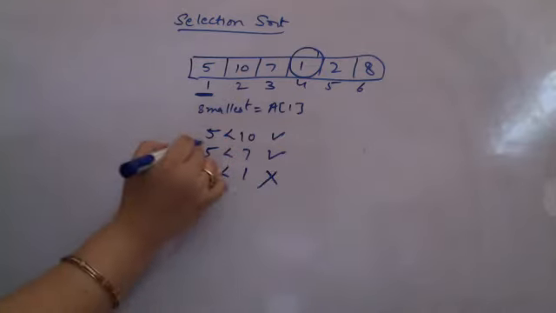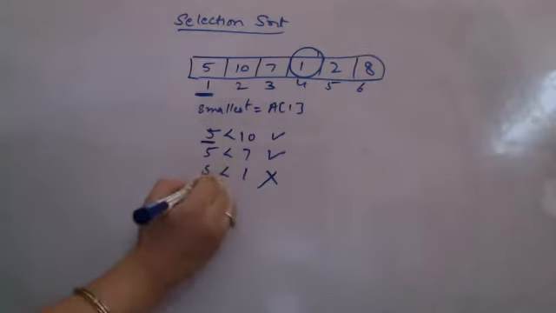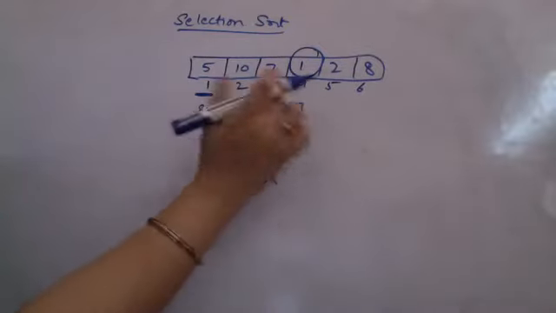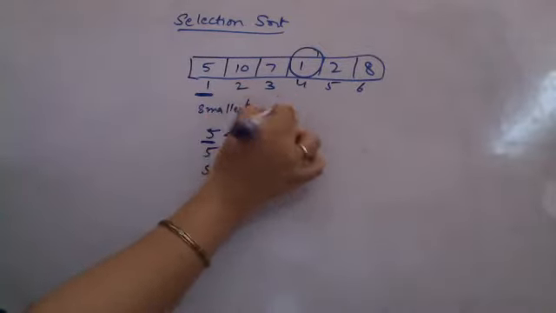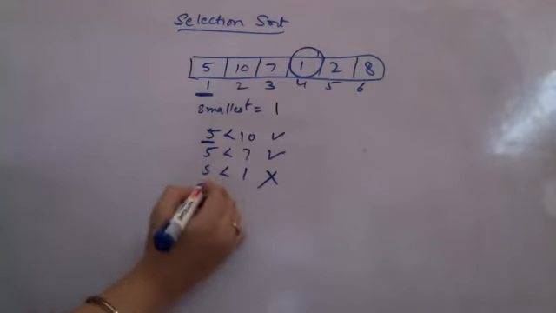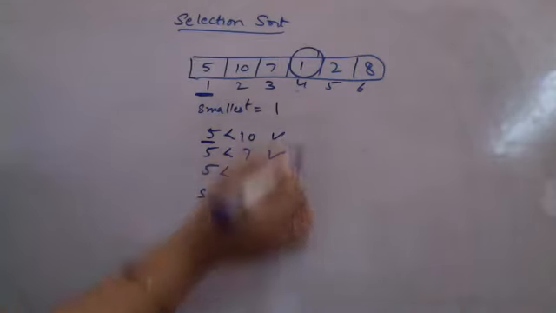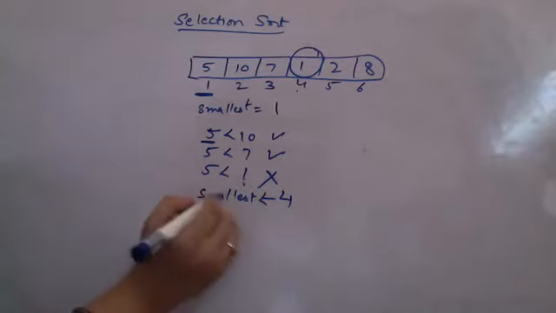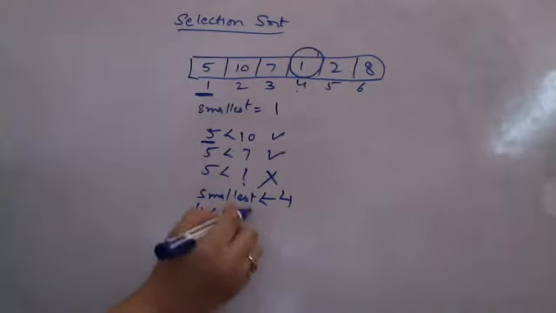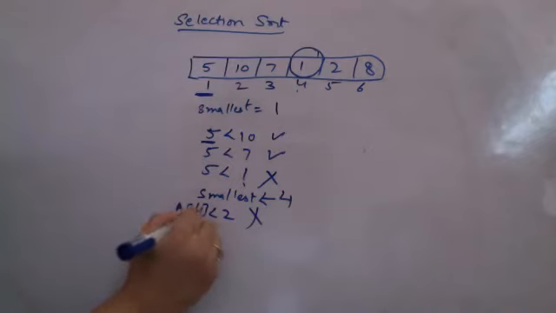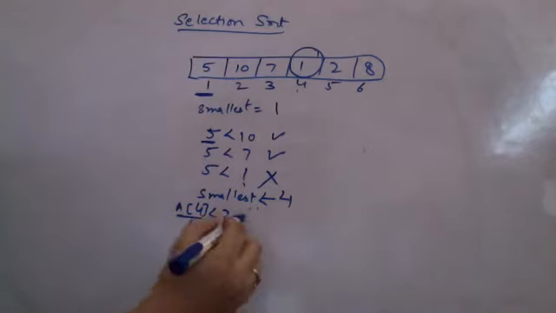That means smallest was initially 5. Now the location of smallest is the element here. I am taking the location of the smallest element, which initially is 1. So since 5 is not less than 1, I need to update the location of the smallest element. So I update the location of the smallest element to be 4. I again continue. Now from 4 onwards I will continue. Sorry, A of 4, that means this is 1. 1 less than 2 is true.